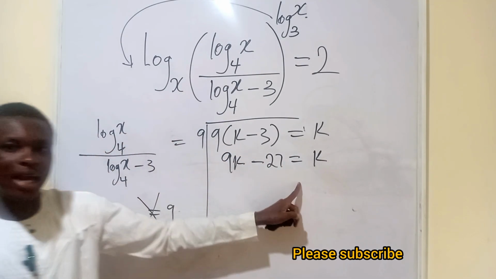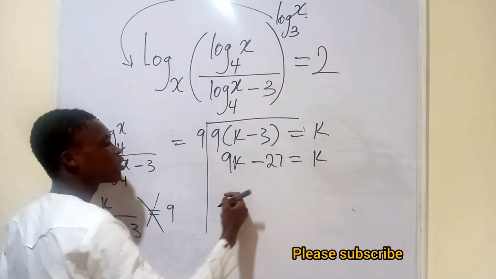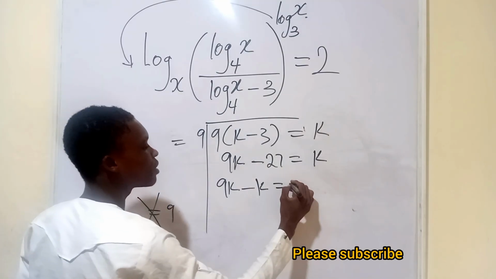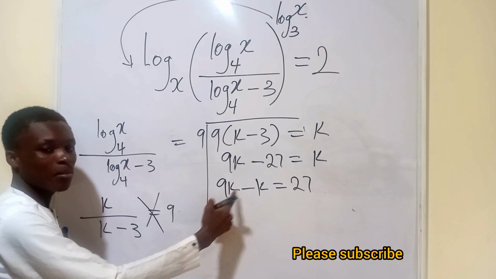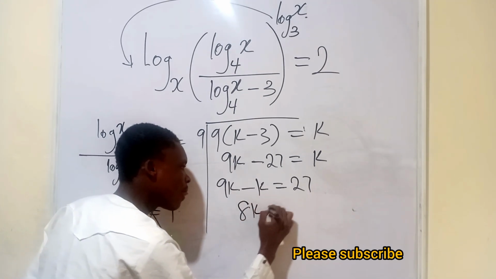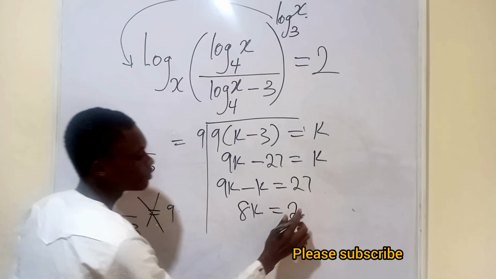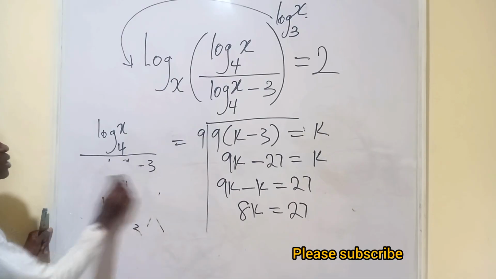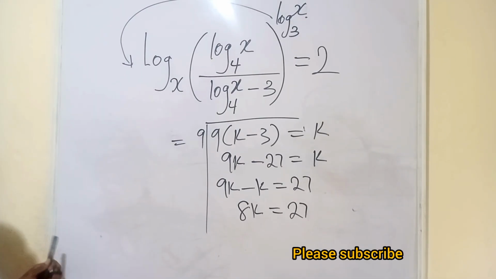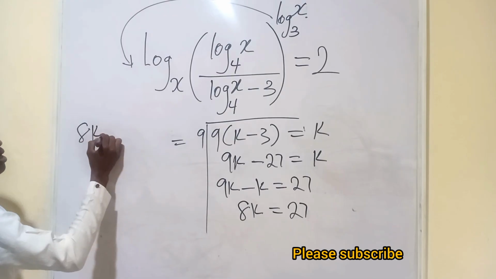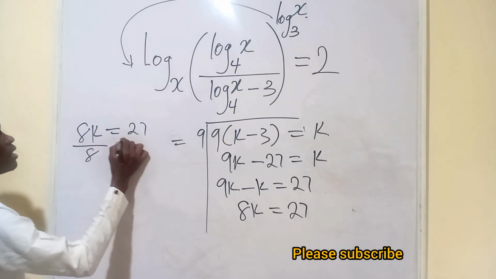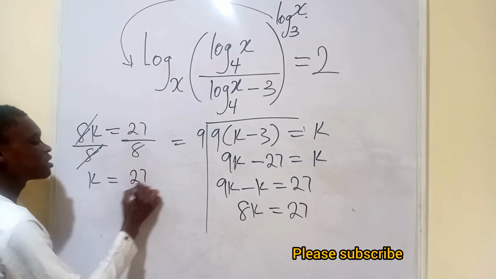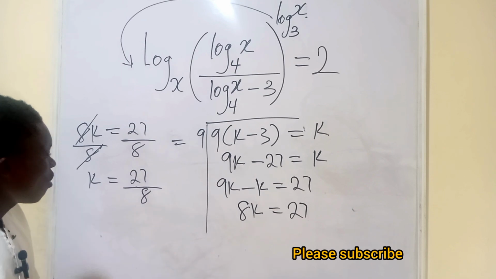So what next? We have to collect like terms. The positive k is coming inside, so this becomes 9k minus k equals, the negative is going out, it becomes 27. So 9k minus k gives us 8k equals 27. To find the value of k, we divide both sides by the coefficient of k, which is 8. So 8 cancels out 8 and k equals 27 all over 8. All right, this is it.